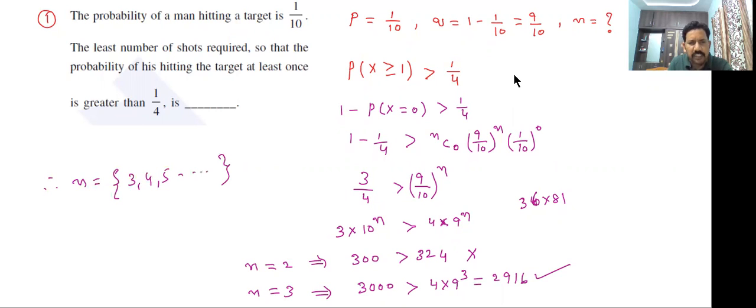Out of this they are asking the least number. What is the least value of n? Least value of n is equal to 3. 3 is the answer. This is a numerical value type question. So the answer we can write as 3.00. Students, all of you understood now?